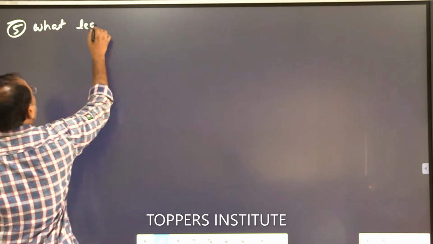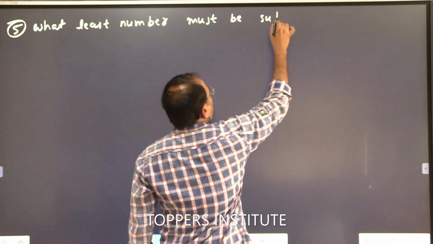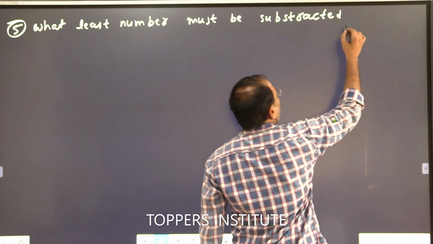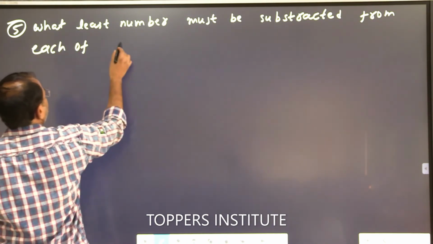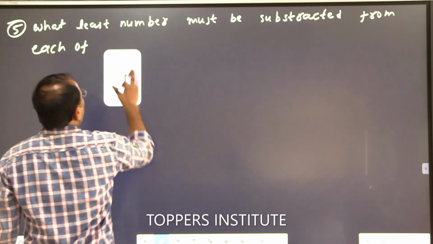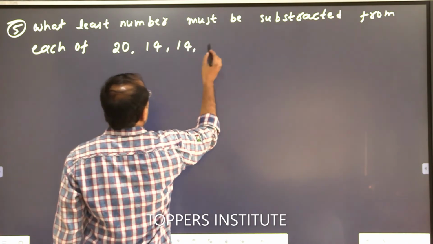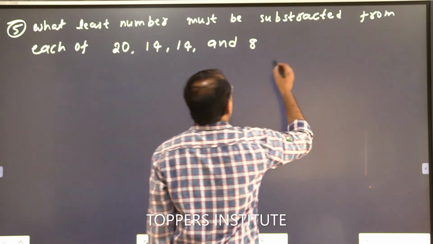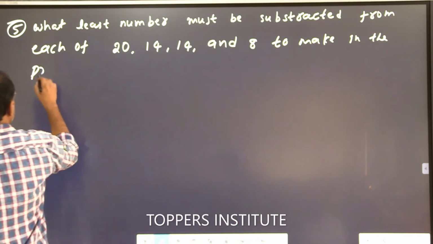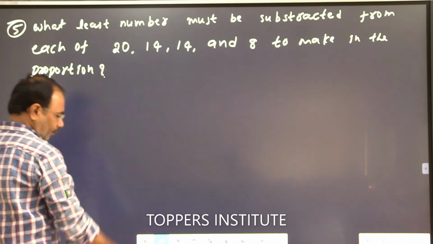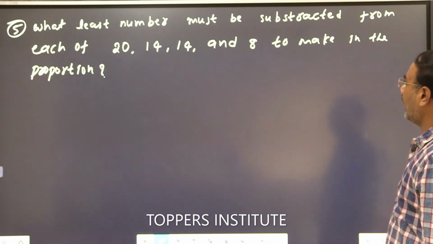What least number must be subtracted from each of 20, 14, and 8 to make them in the proportion? So this is the important question, application question on proportional theorem.